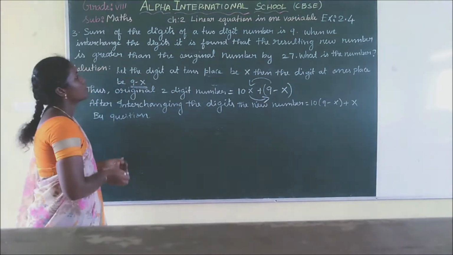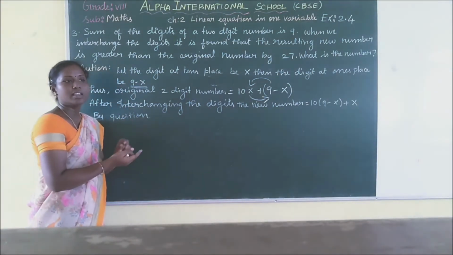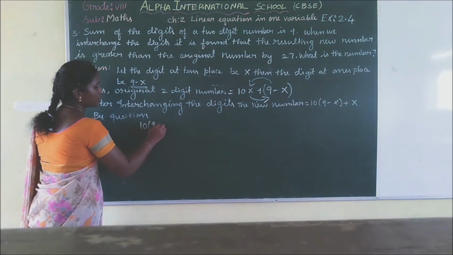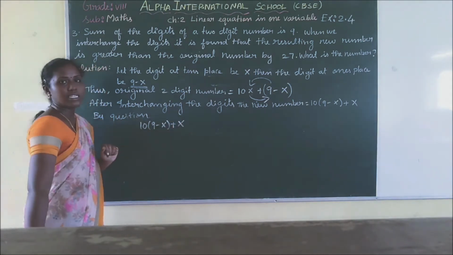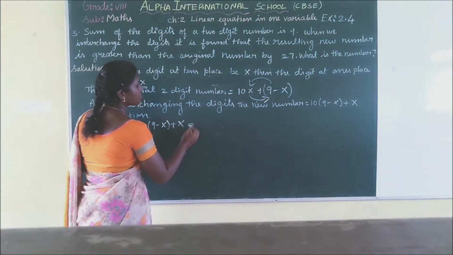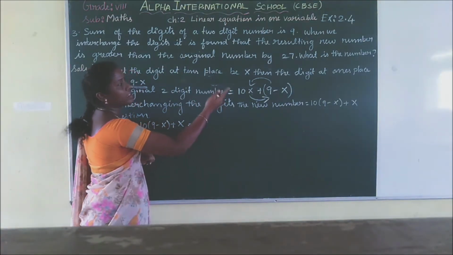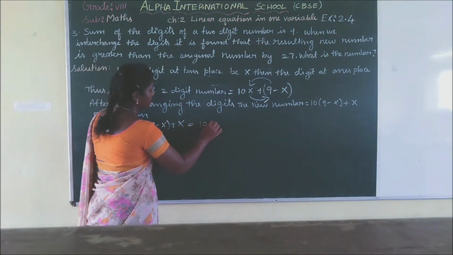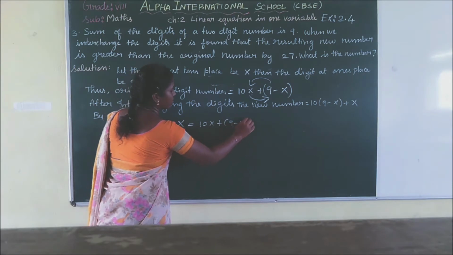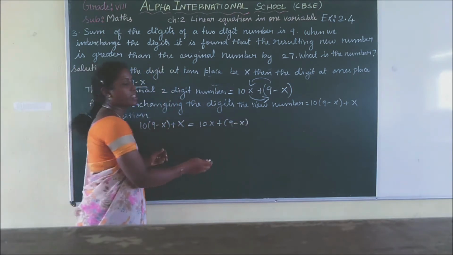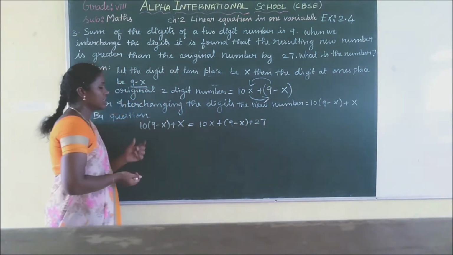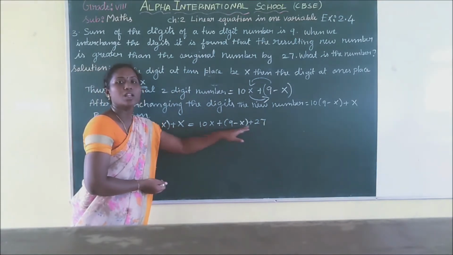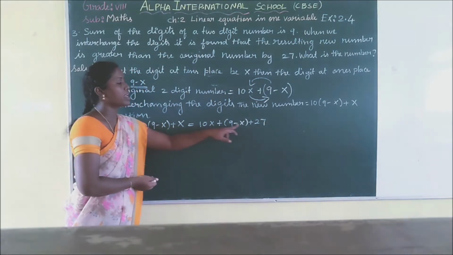Now come to the question. What is given in the question? If we interchange like that, what is the resulting new number? 10 into 9 minus x plus x. This is the resulting new number, which is greater than the original number by 27. What is the original number we have? 10x plus 9 minus x. Greater than the original number by 27 means we have to add 27. So the resulting new number equals the original number plus 27.